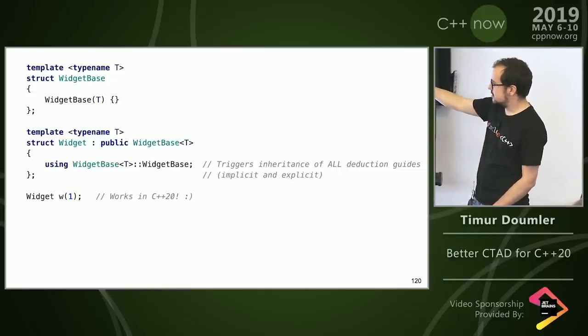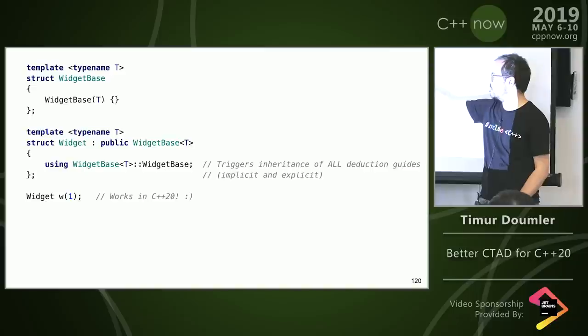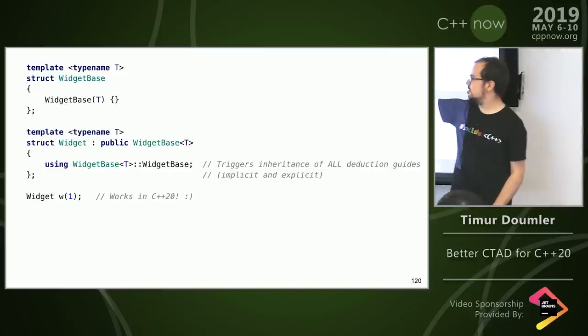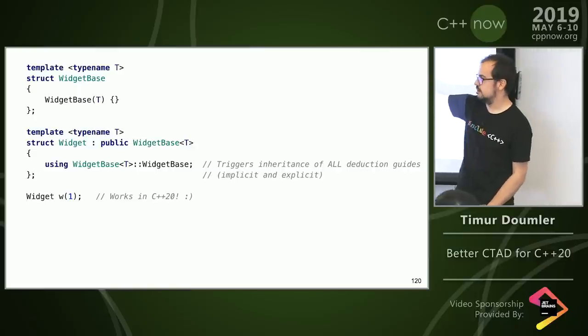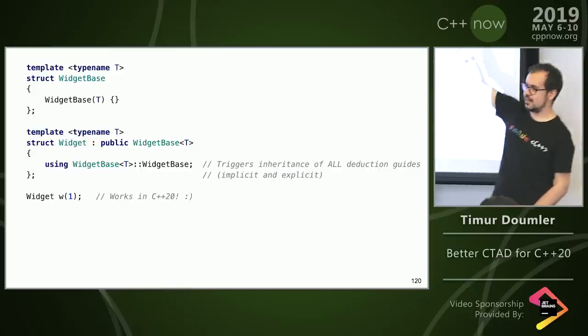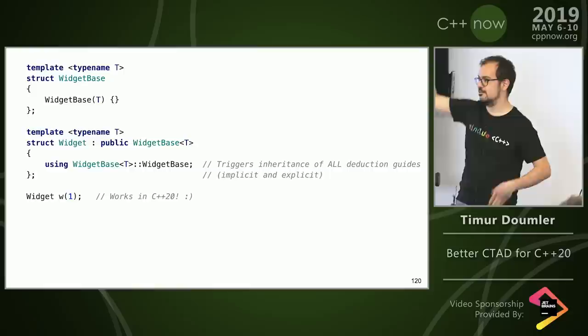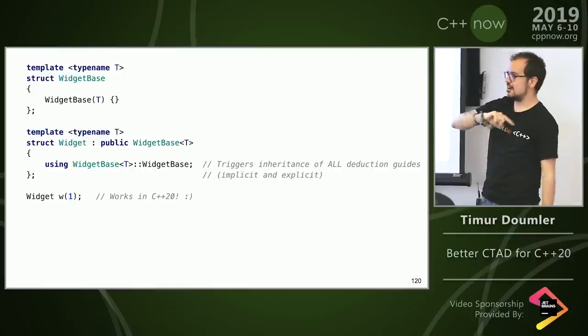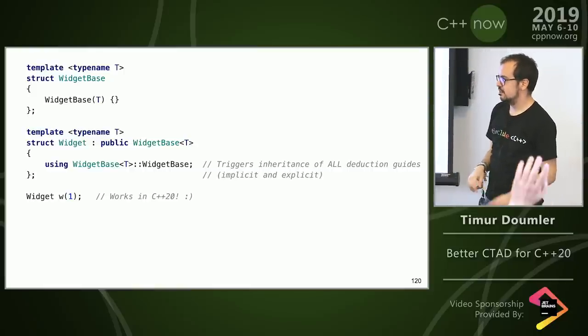The more complicated case is if you're inheriting from a specialization of it, or a partial specialization, where you have some stuff that you fix and some stuff that is still a template parameter. And in this case, it will fall back to the algorithm I described for aliases. So it's going to do the substitute back and then deduce. The same algorithm will apply here as well.